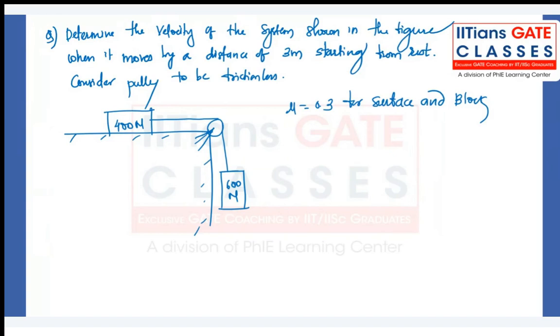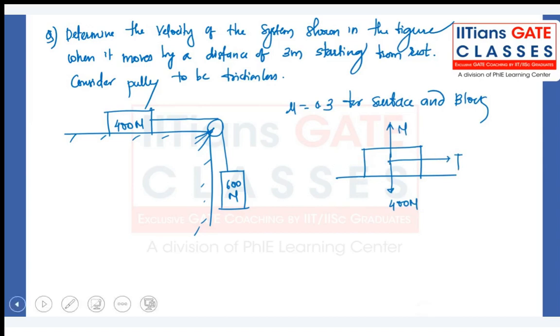Let's start with the free body diagram first. We have a 400 Newton block, weight 400 Newton acting downwards. Normal reaction is upward. We have a tension on the right side, and we have the frictional force on this side, because motion is rightward, so frictional force is in the left-hand side direction. So what we can conclude out of it is the normal reaction is 400 Newton.